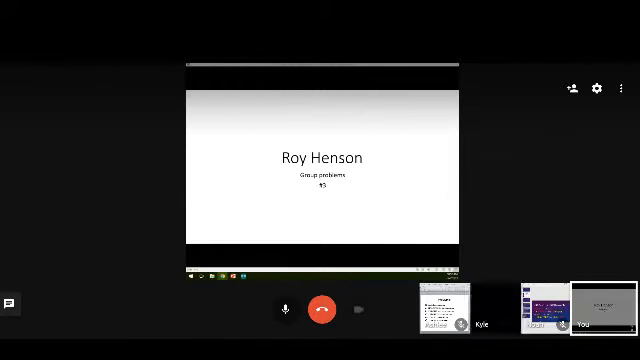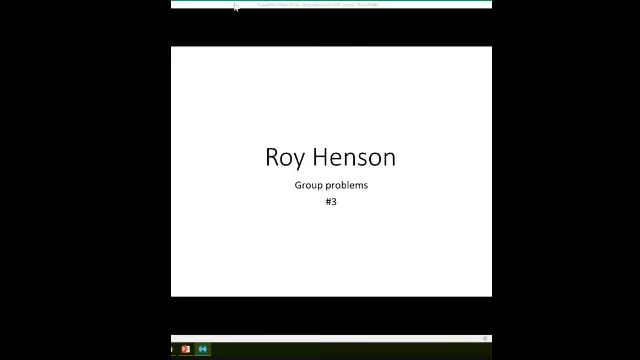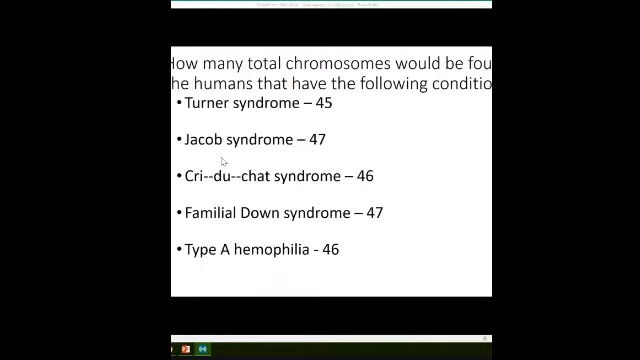Sweet. That moves me on to question 3, which is me, Roy. So in question A, it's just how many of the total chromosomes would be found in humans that have the following conditions. So Turner syndrome, that'd be 45 chromosomes. Jacobs syndrome, 47, because this looks like an addition.